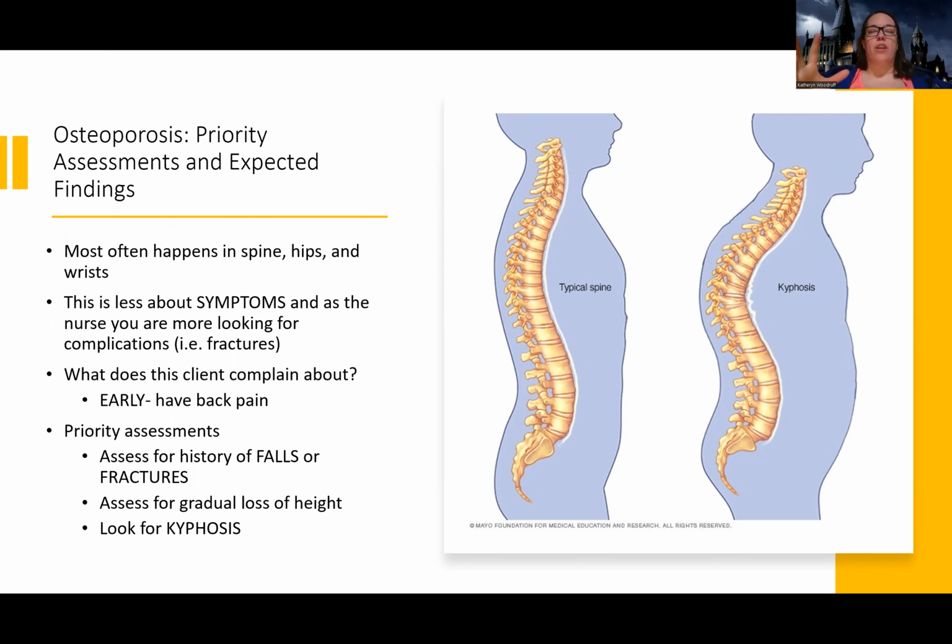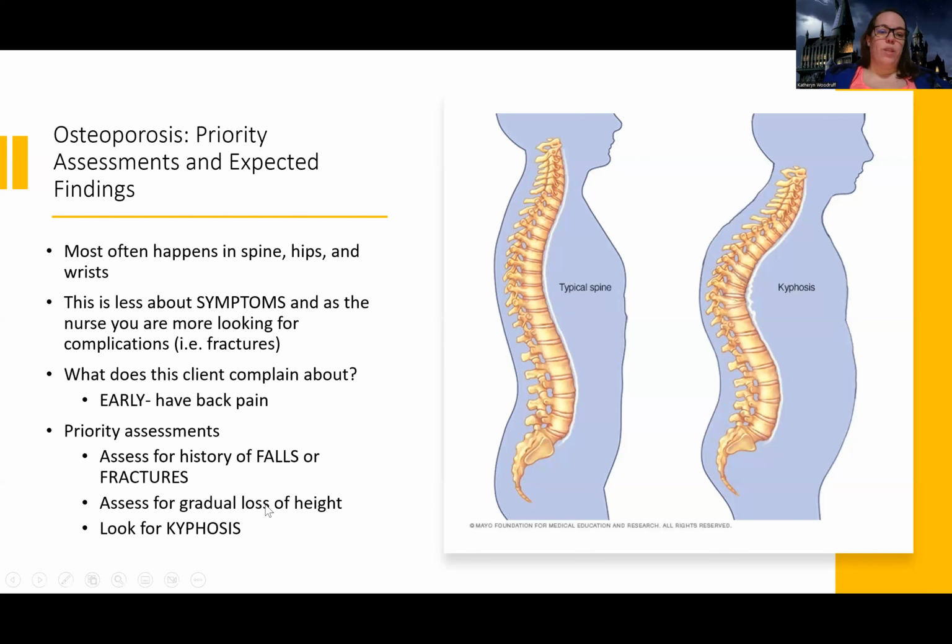History of falls and fractures is really what we want to look for, because we're looking for those complications. This is not like the bones being porous or weaker or not as strong; that doesn't cause pain. It causes issues where their bone is weak so they can fall more. Once they fall and have a fracture, yes, they're going to hurt, but they're not hurting because of the osteoporosis, they're hurting because of the fall.